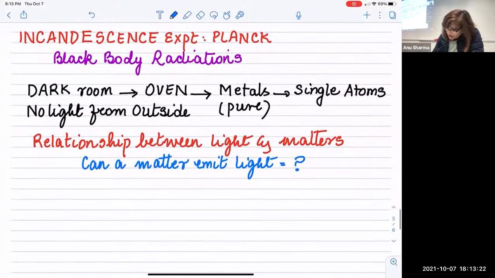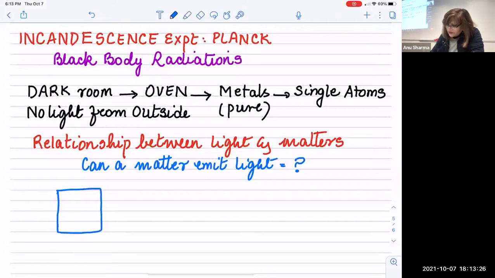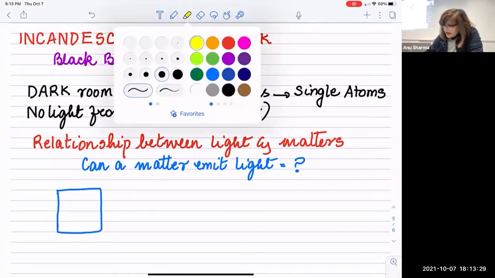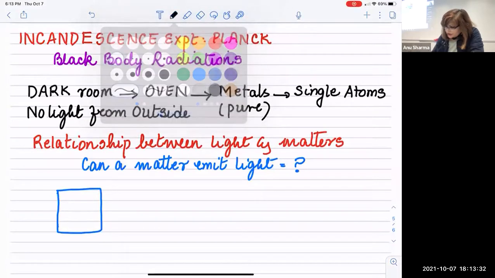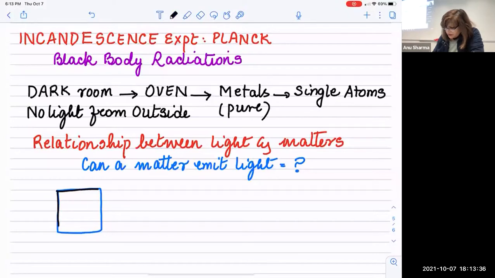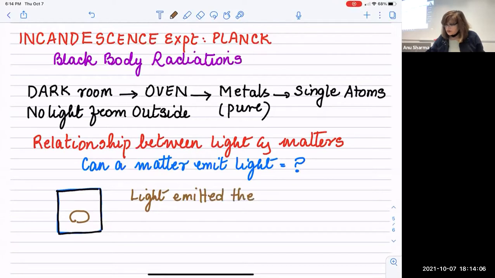So he put them in a box, in an oven, one rock at a time, obviously, and continued to increase the temperature to several thousand degrees Celsius. Inside is the rock, and it's pitch dark, no light from outside. After some time, he begins to see that light is coming out from the oven, from the matter. So light was being emitted from the metals or the rocks.